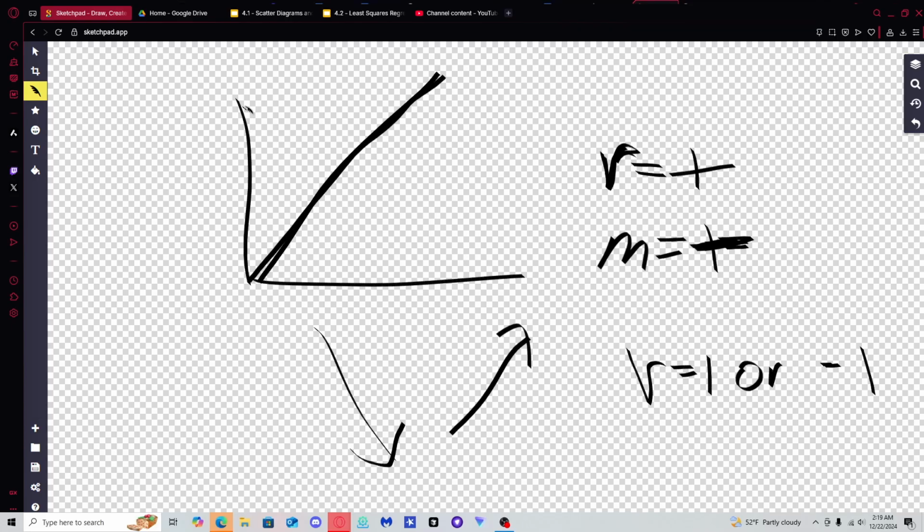It's moving from left to right, up to down, or down to up. So the closer it is to 1 or -1, the more perfect a relation it has. If r equals 1, it's perfectly linear, like y equals x, and it hits all points within that data set.